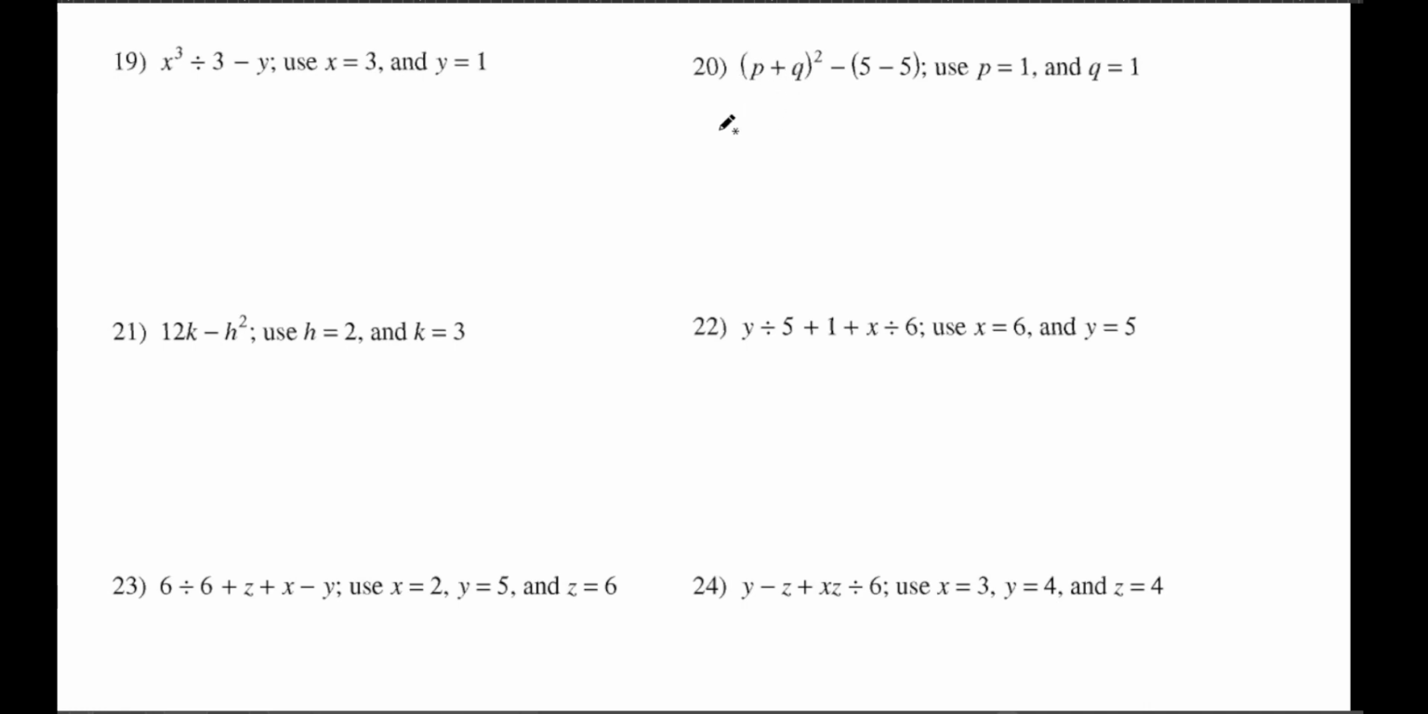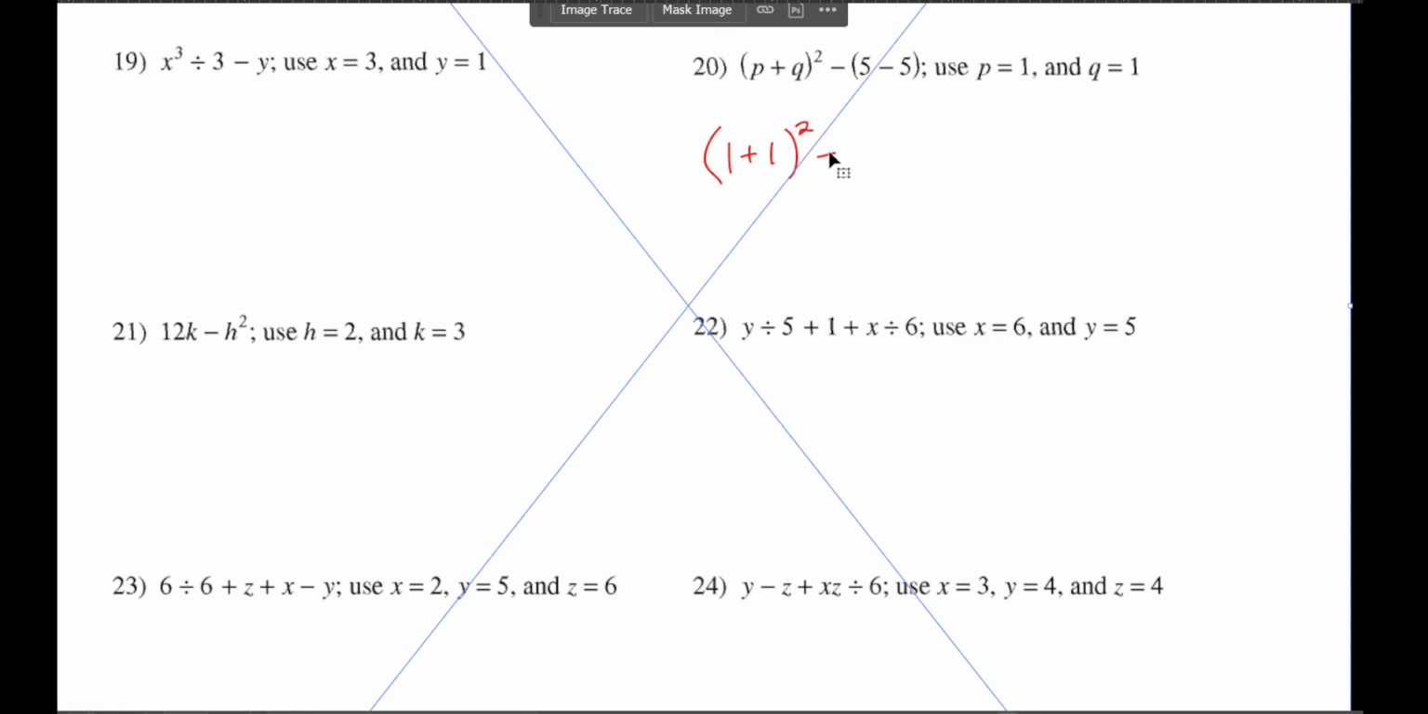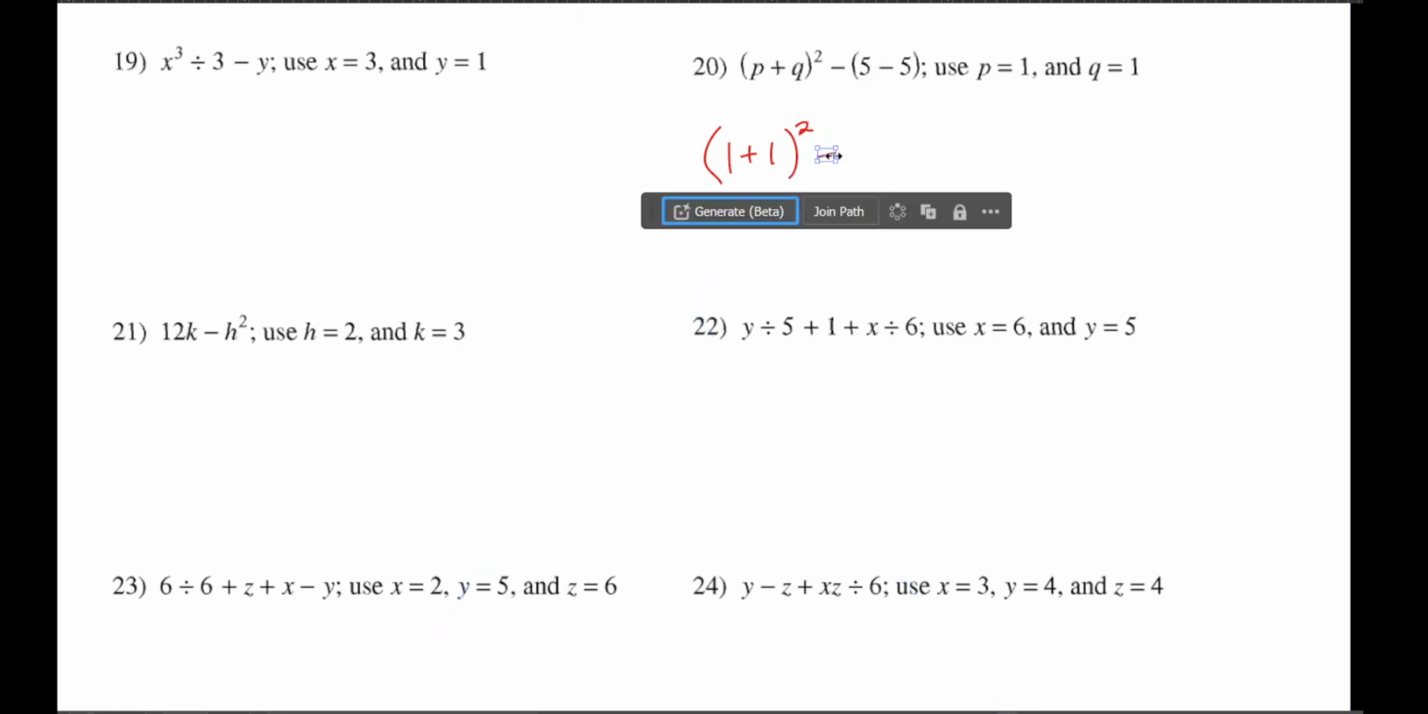So P plus Q. So, look, P and Q are both 1, right? So I just put 1 plus 1. I guess you could have done that in your head, but I'm going to write down all the steps. Minus, what's this going to be? 5 minus 5 is 0. Do I even need to put the minus there? No.